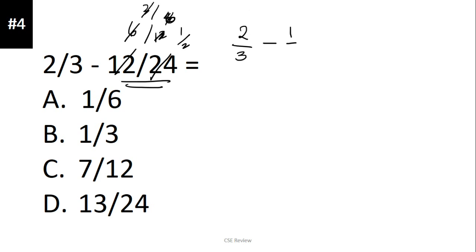Okay? So, 2 over 3 minus 1 half. LCD lang natin uli yung 3 at saka 2. So, that is 6. This is going to be 4 minus 3. So, the answer is 1 over 6, letter A.